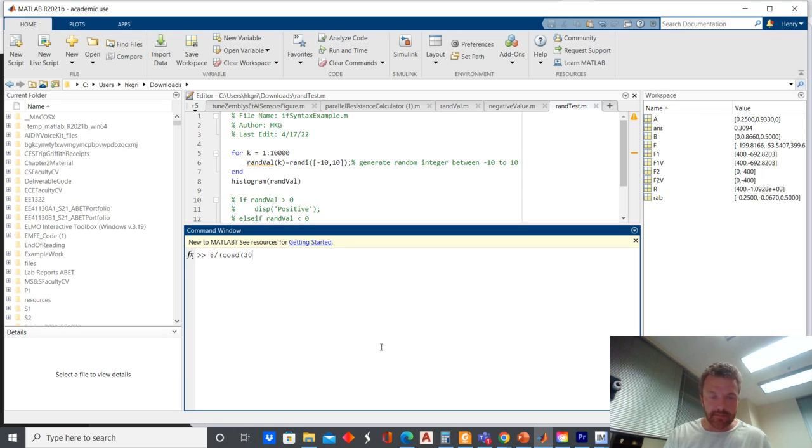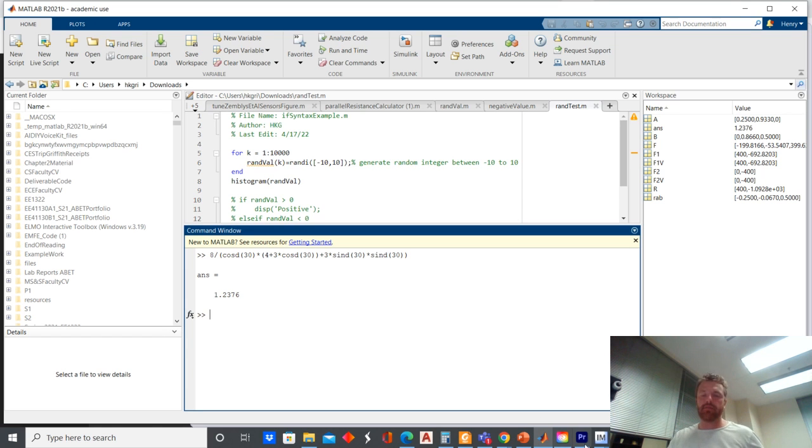So cos 30 times 4 plus 3 times cos 30 plus 3 times sine 30 times sine 30. And what I get is that A is equal to 1.2376 times W.